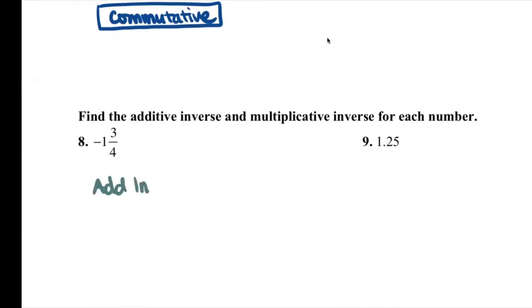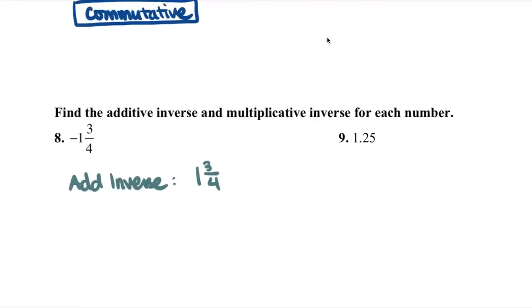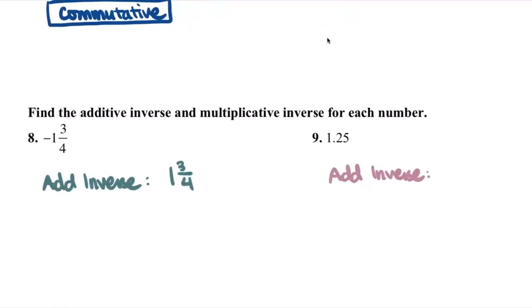Let's say the additive inverse is going to be positive 1 3/4. Okay, so opposite sign. For number 9, I'll just jump over while we're talking about the additive inverse. This will just be negative 1.25. So pretty straightforward, additive inverse, opposite sign.